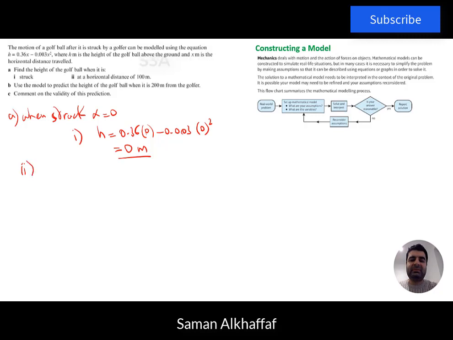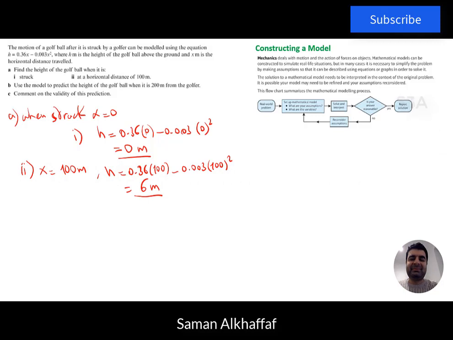For part II, when the horizontal distance is 100 meters, that means x will equal 100 meters. So in this scenario, we would have h being 0.36 multiplied by 100 minus 0.003 multiplied by 100 squared. So in this scenario, we would have the height to be equivalent to 6 meters when the ball travels a horizontal distance of 100 meters.